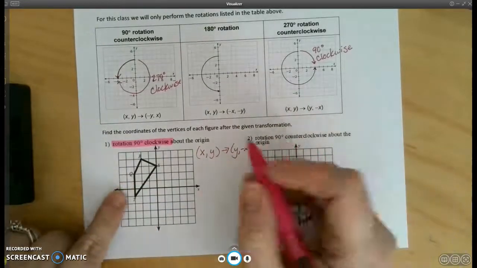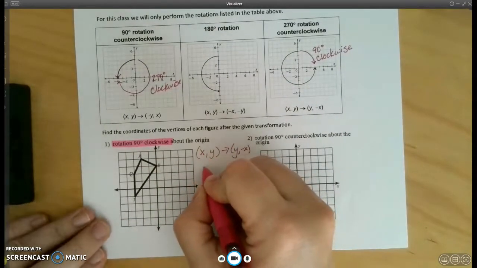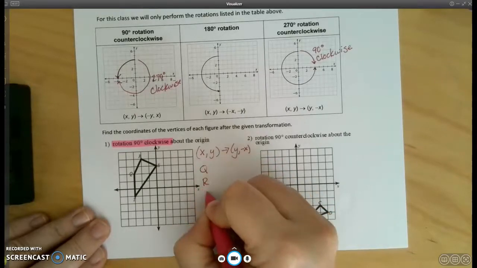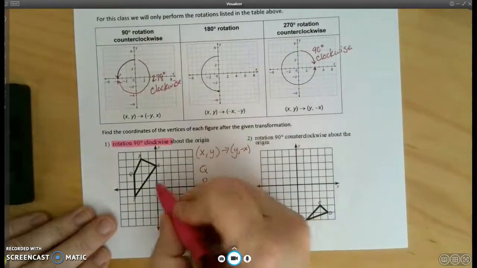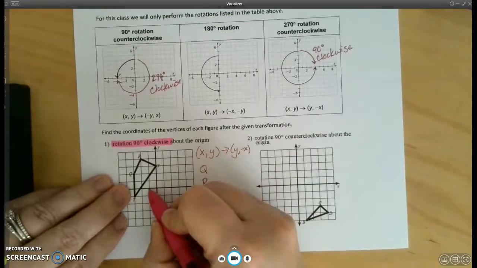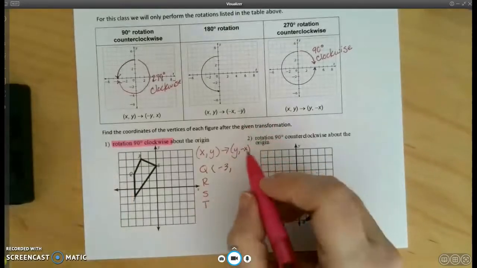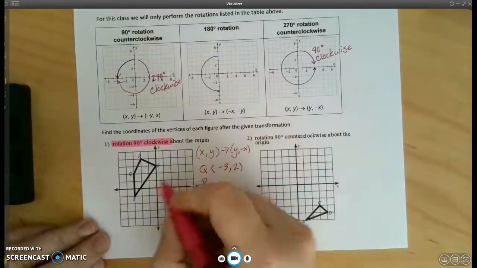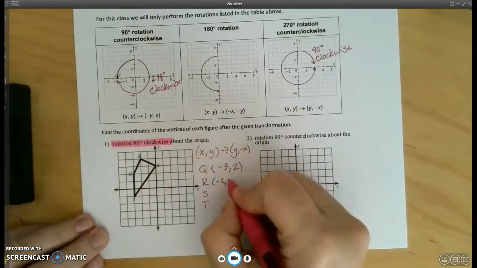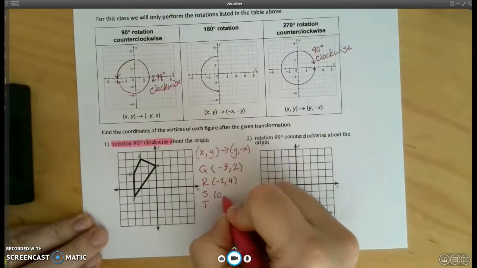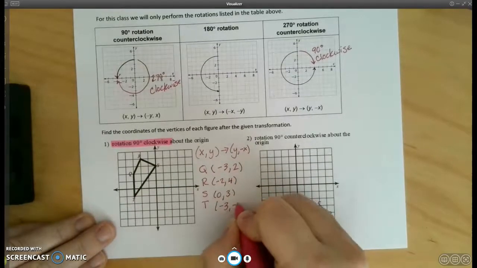So what are my points here? I have, let's see, Q, R, S, T. Let me do them in order. Q, R, S, T. Now, I like writing the original ones first when I'm doing this, just because it helps me keep everything straight. So 1, 2, 3. Q is negative 3, 2. R is negative 2, 1, 2, 3, 4. S is 0, 3. And T is negative 3, negative 1.